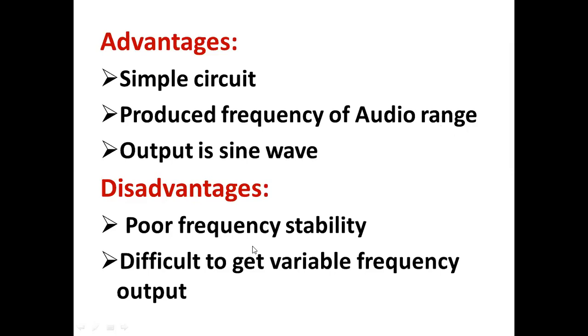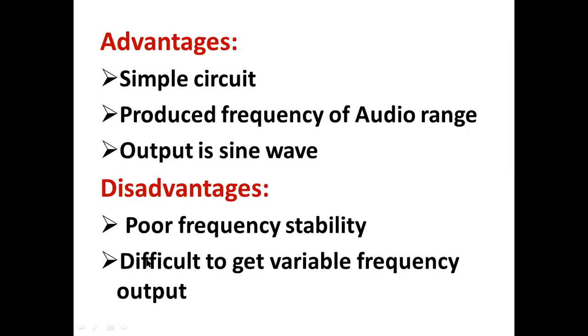So the variation in the values of R and C, because of humidity, because of the change in temperature, or because of the aging of the components, can affect the output frequency. Therefore, a change in the value of R and C can affect the output frequency of the circuit, due to which the frequency stability gets affected.